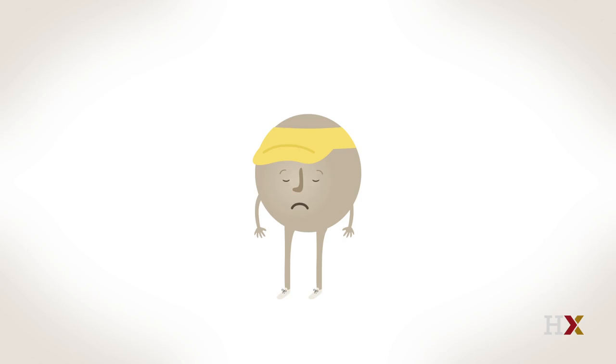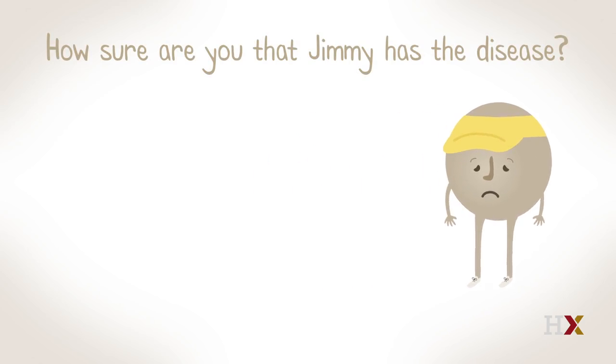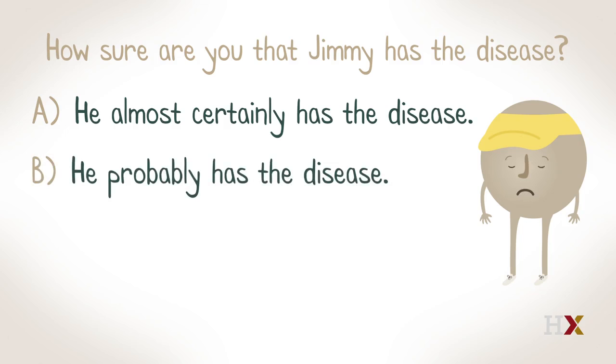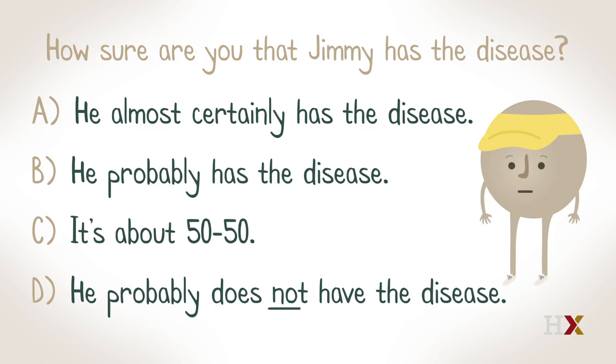Given this information, how sure are you that Jimmy has the disease? A. He almost certainly has the disease. B. He probably has the disease. C. It's about 50-50 whether he has the disease. Or D. He probably does not have the disease.